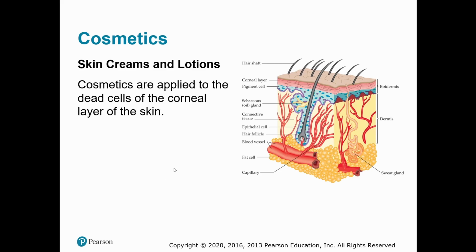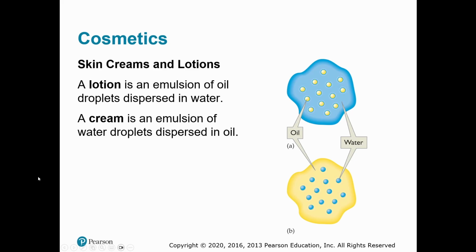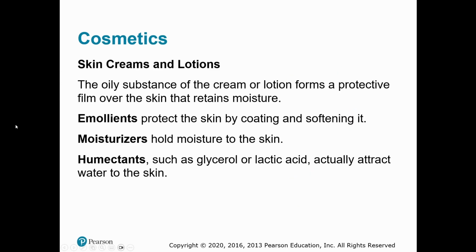Skin creams and lotions are applied to the dead cells of the corneal layer of the skin and have a variety of different functions. A lotion is an emulsion of oil droplets dispersed in water, and a cream is an emulsion of water droplets dispersed in oil. These will form a protective layer over the skin that helps to retain moisture. The mechanisms of these are fairly different from each other. Emulsions protect the skin by coating and softening it. Moisturizers will hold moisture in the skin, whereas humectants will actually pull water from the atmosphere and attract it towards the skin.